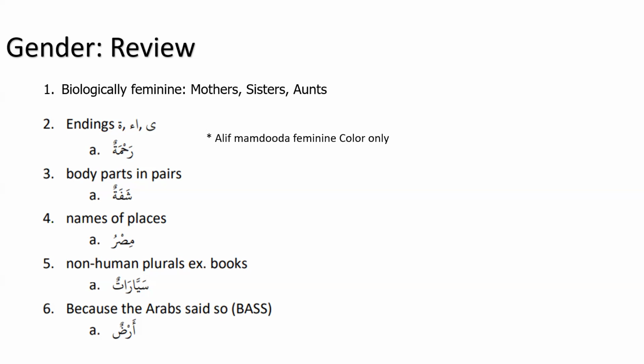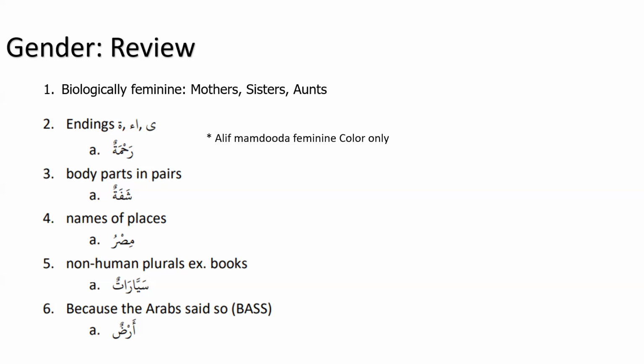And there are some words that are feminine because the Arabs said so. I gave you the list, for example earth, sun, fire, wine, staff. All these things in the list I gave you last week are Arabic words that are feminine because the Arabs decided they would be feminine. There's no reason behind that, they just decided it. So these are the six categories of feminine, and everything else is masculine.